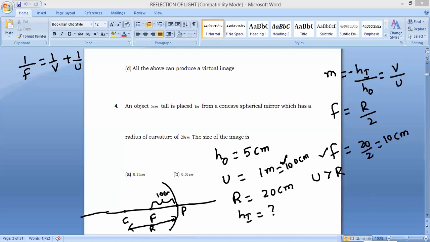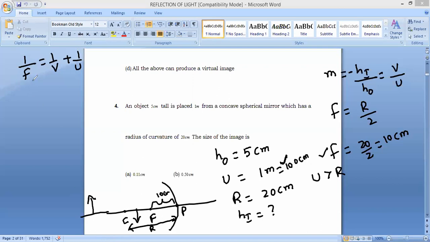That means the object is placed between infinity and C. So image will be formed between F and C. This is my image distance.